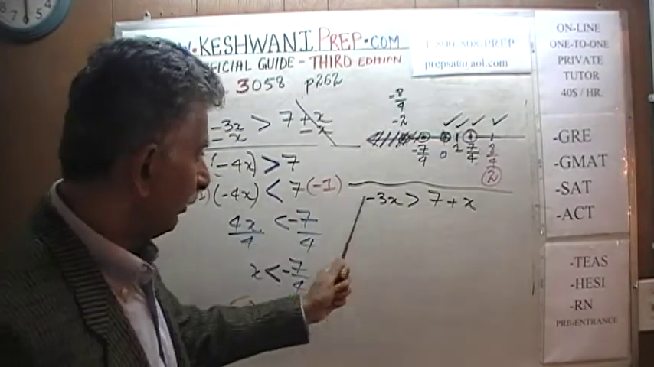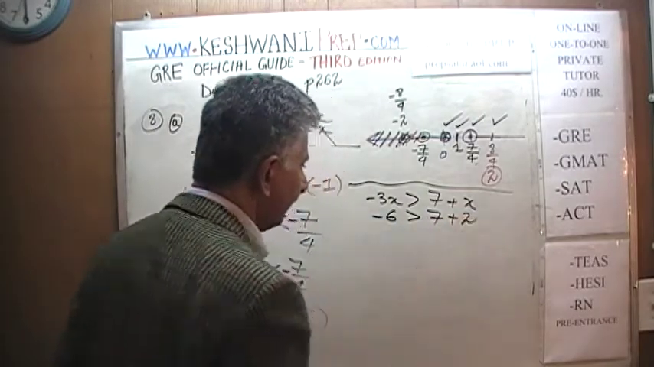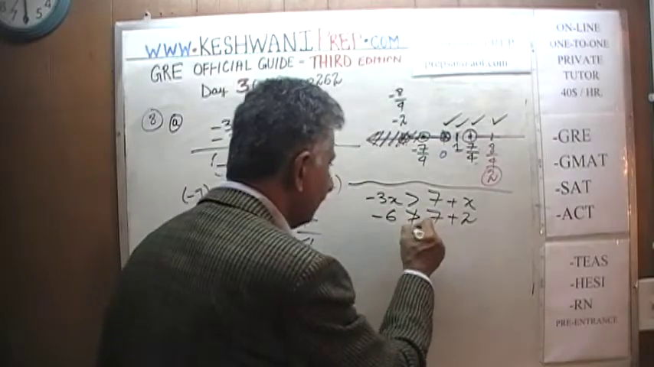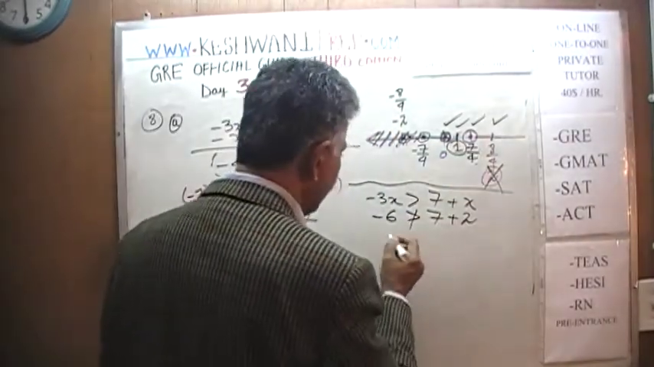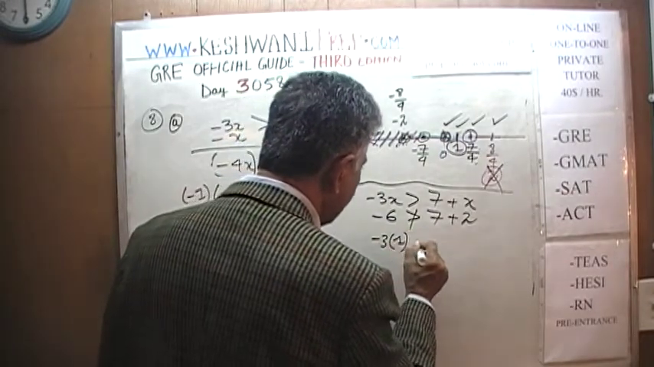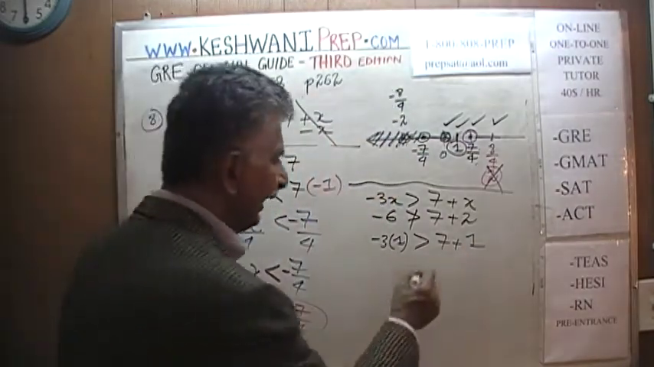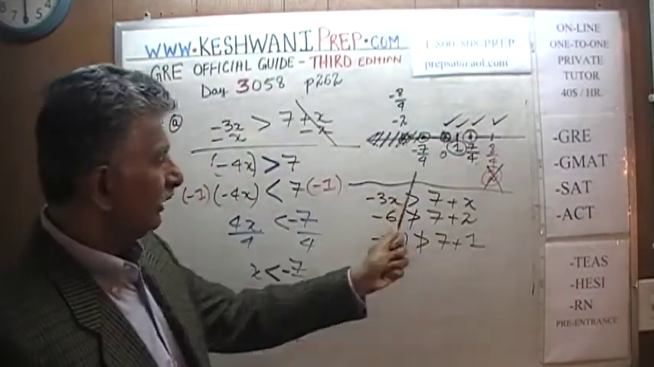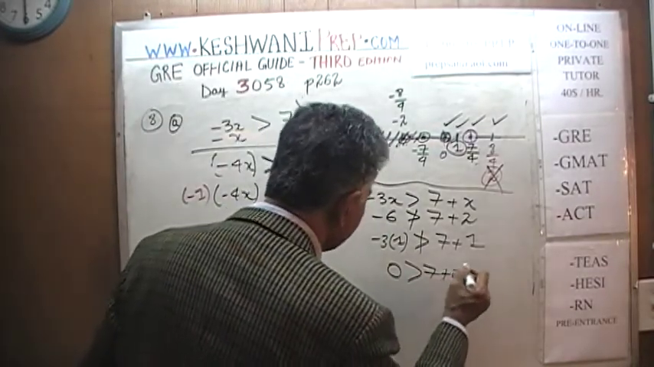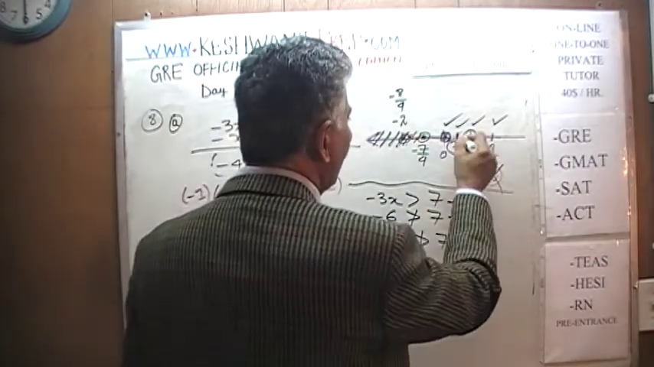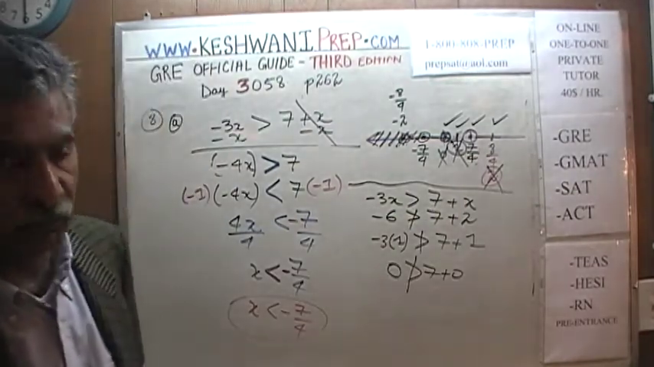2 should not work. If you put in 2 here, we're going to get a negative 6, which tells us that negative 6 is greater than 9, which it is not. 2 does not work. If you put in 1, 1 should not work. Negative 3 times 1, it says it's greater than 7 plus 1. And negative 3 is not greater than 8. That does not work. If you put in 0, that should not work. You get 0 is greater than 7 plus 0, which it is not. 1 does not work, 0 does not work. They should not work because they are outside the range, outside the solution set.